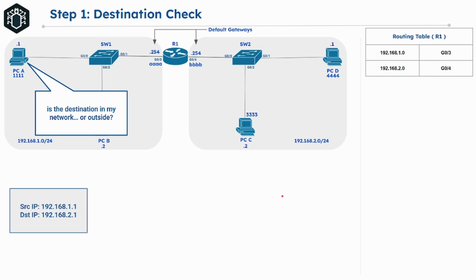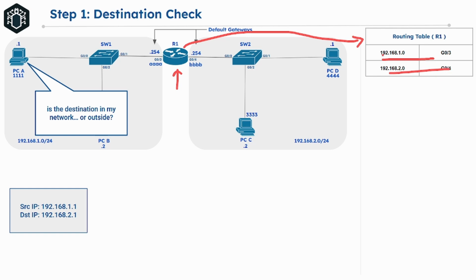Since the destination is in another network, the packet needs help from the router. And routers make decisions using something called a routing table. This table tells the router where each network is located.